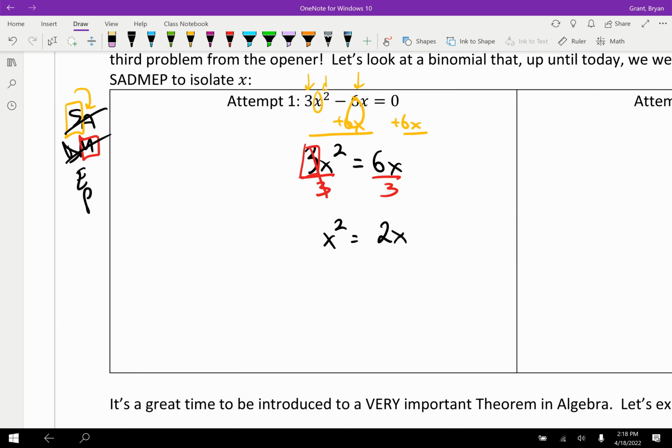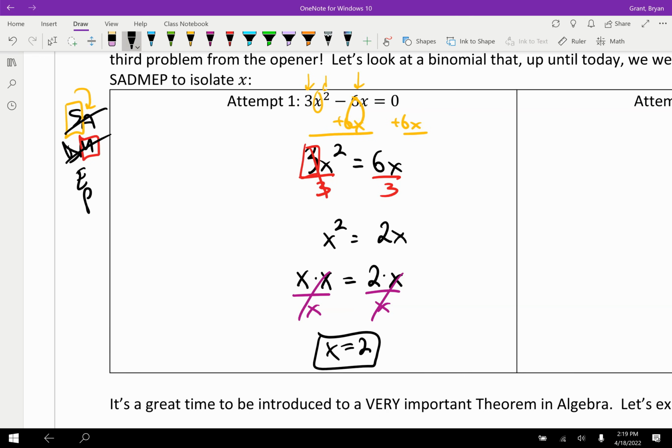But don't forget the definition of x squared is that x squared is actually x times x. And whenever you have something multiplying, can't you undo it with division? Couldn't I divide both sides by x here? And that leaves me with x equals 2.